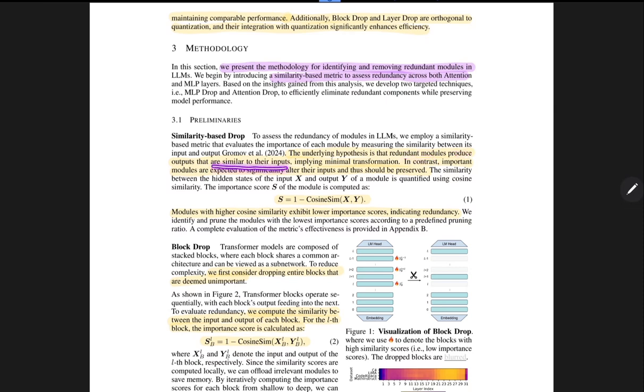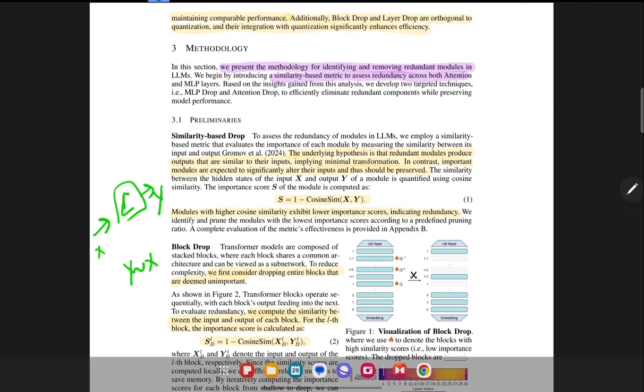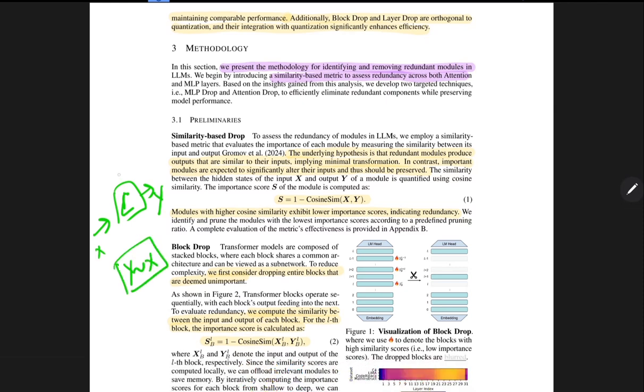that are similar to their inputs, right? Because suppose this is a layer, let's say L, and this is an input X. And you see that the output that comes out is Y, and Y is actually almost very similar to X. So what you can say is this is sort of useless.